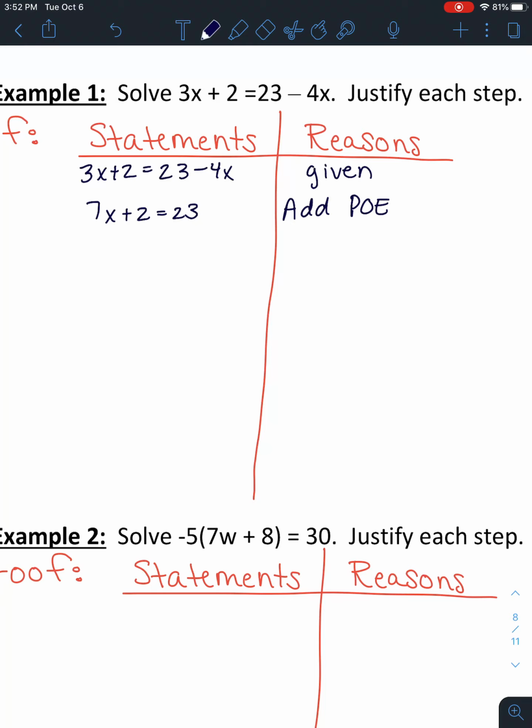Okay, now I'm going to minus 2 from both sides, so that gives me 7x equals 21. And that would be my subtraction property of equality. Now I'm going to divide both sides by 7, so that gives me x equals 3. And that is my division property of equality.